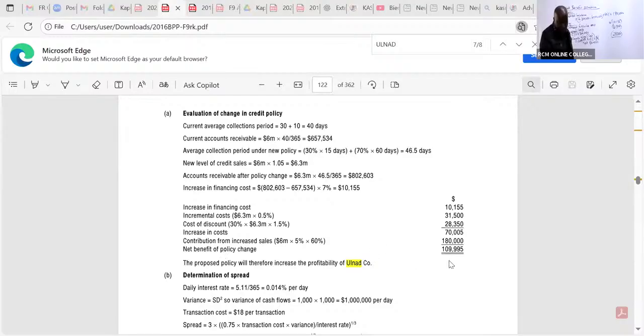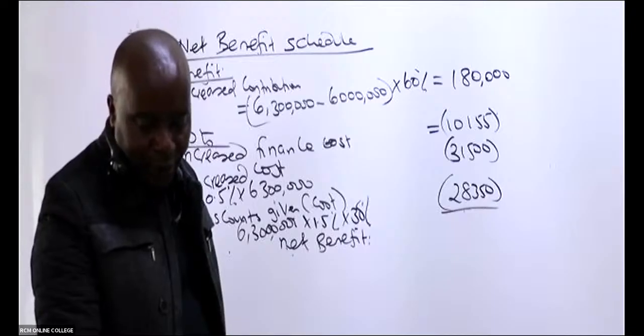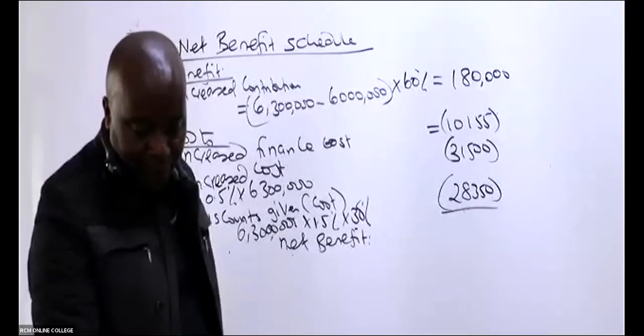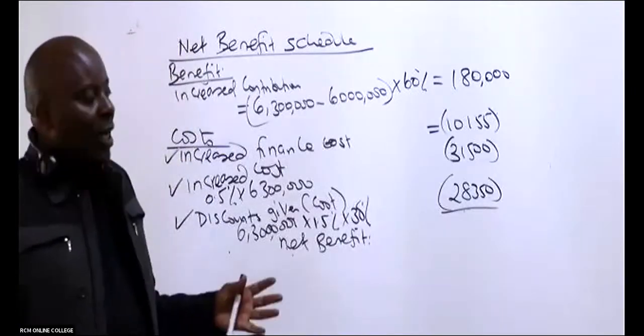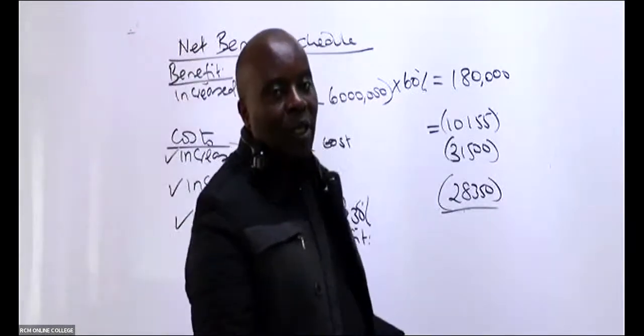So the answer given to us by ACCA is a net benefit of 109,995. Then the proposed policy will therefore increase the profits of the company. And there we are together. We recommend the policy. So then we have come to the end of a particular session, ladies and gentlemen.